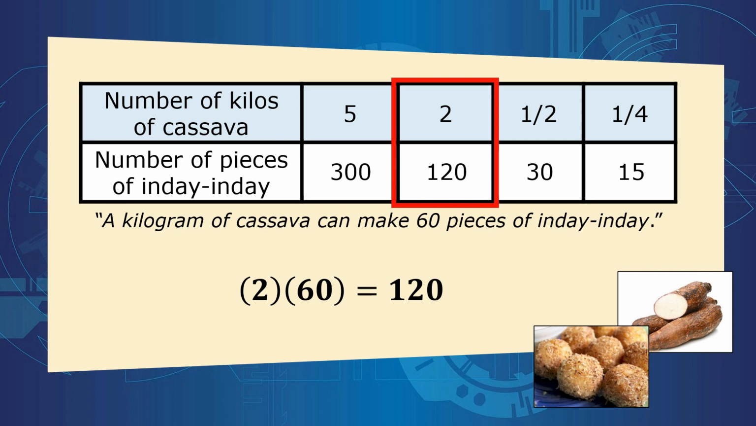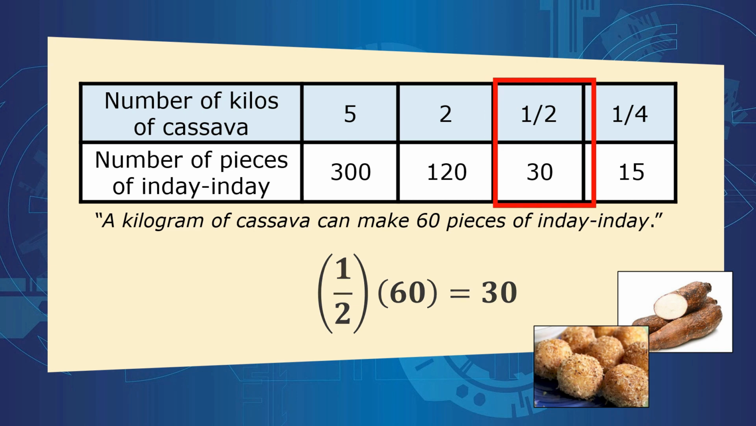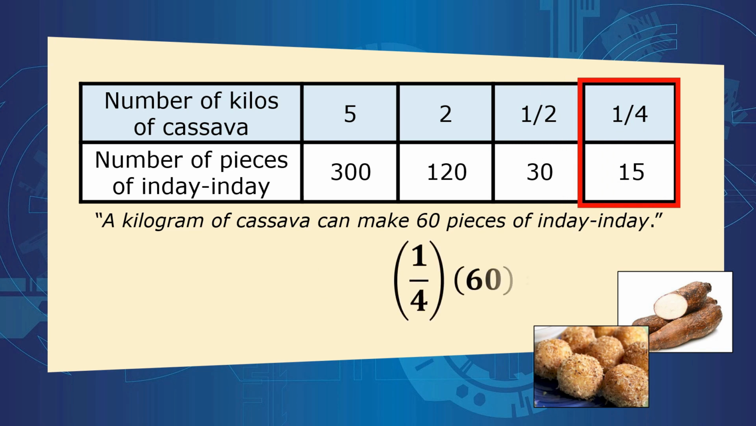And then, multiplying 1/2 by the constant 60, the product will be 30. That's right. And then, multiplying 1/4 by the constant 60, the answer will be 15. That's correct. Do you follow? Good job, my dear students.